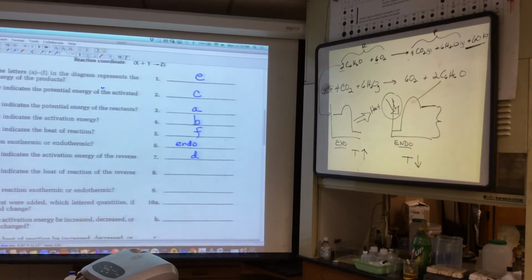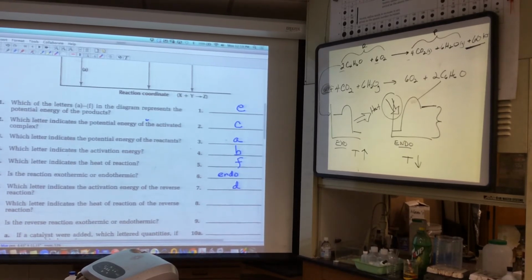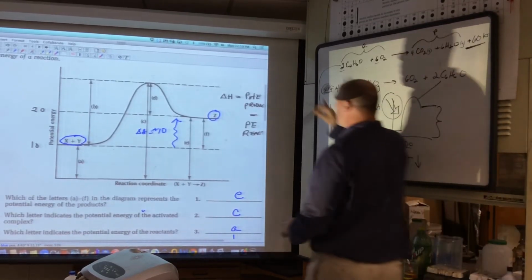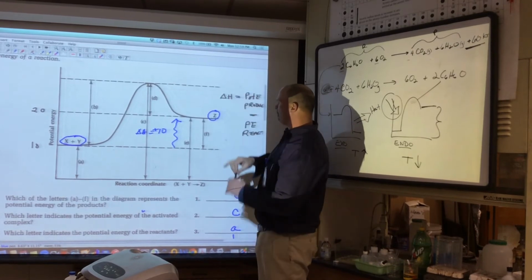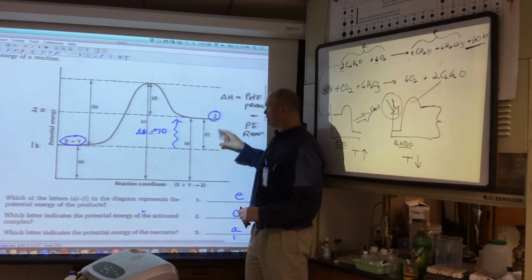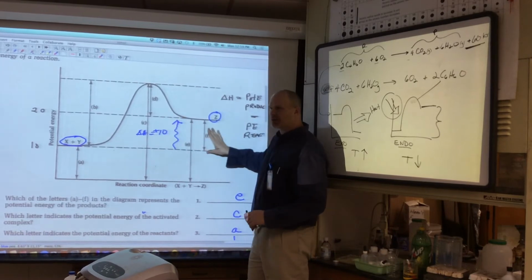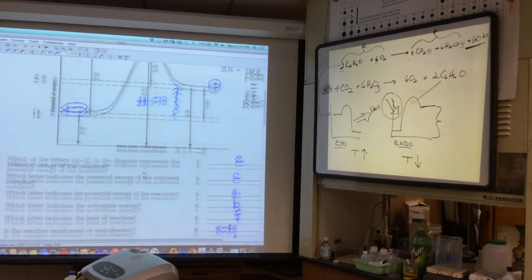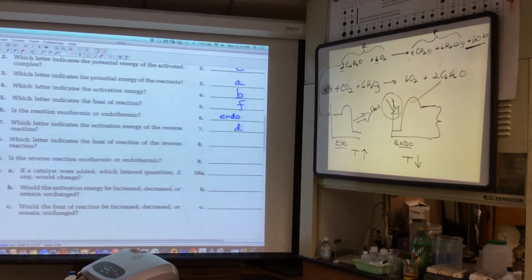Which letter indicates the heat of reaction of the reverse reaction? Heat of reaction, fancy word for enthalpy. Well, the forward reaction is F. The reverse reaction is still going to be F. That value doesn't change. The sign changes, but the amount doesn't. So it's F again. Is the reverse reaction exo or endo? Well, if the forward is endo, the reverse is exo.